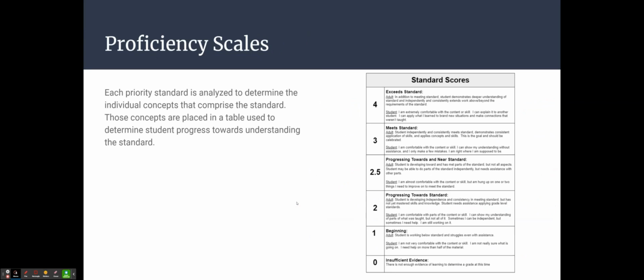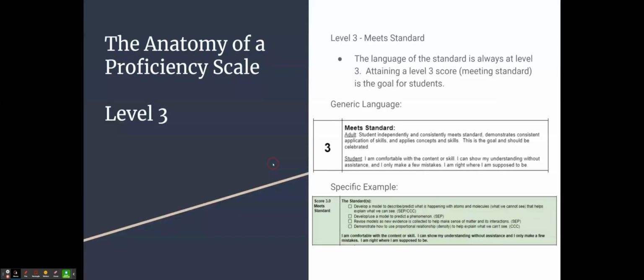The next step in standards-based grading is to develop what's known as proficiency scales. Each priority standard is analyzed to determine the individual concepts that comprise that standard. Those concepts are then placed into a table, much like the one to the right, and it's used to help both the student and the teacher progress through the learning. So in Camas at the middle schools, specifically Liberty and Skyridge, these are the scores and their general meanings that we are using, and we'll go into a little more detail next.